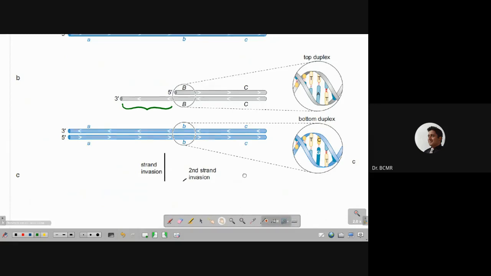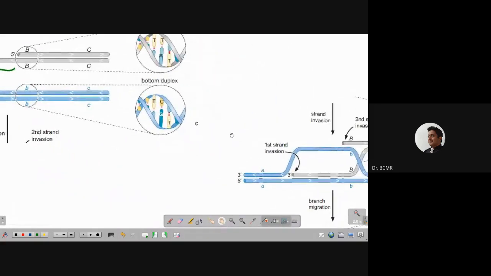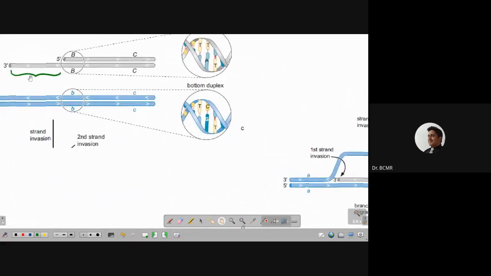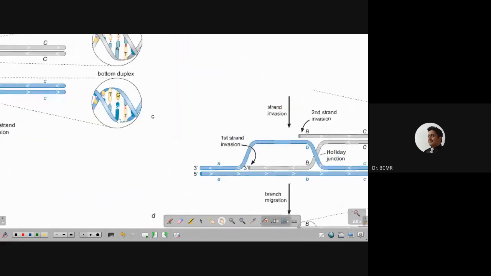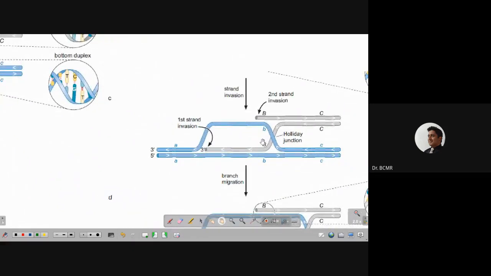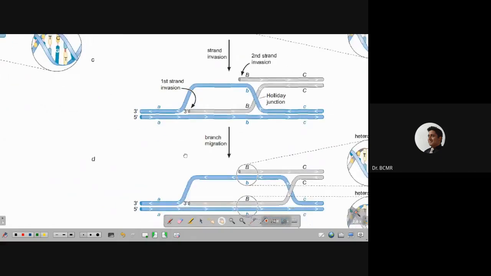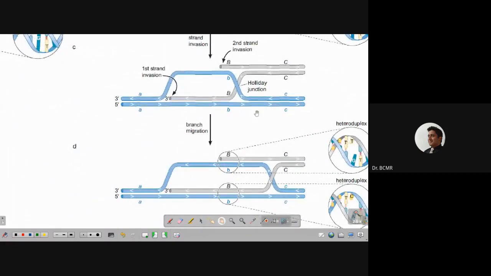And now what will happen is strand invasion. There is a 3' overhang that has been generated. That 3' overhang will invade. That is the step called invasion. It will invade into the lower DNA molecule like this, okay? And while it is doing so, it is going to displace the strand that was base pairing in the lower one to the other side, okay? And the next step is called branch migration. You see this is a Holliday junction, right?